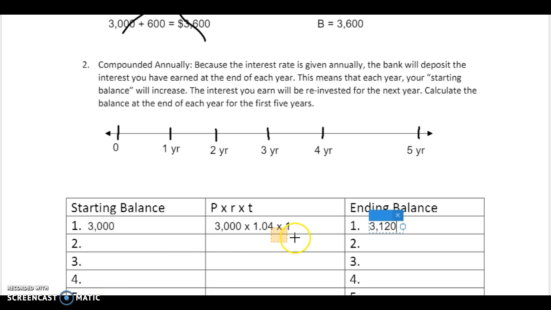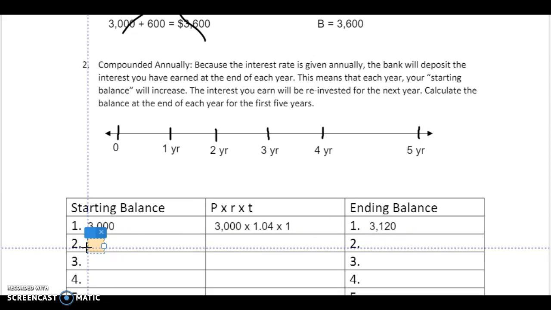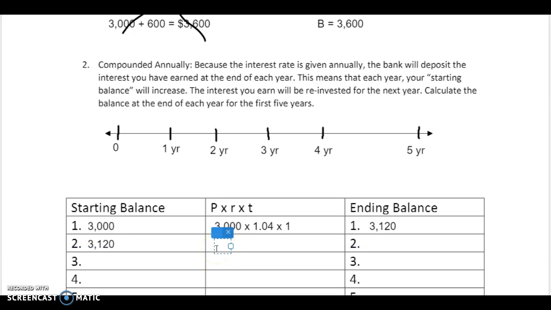Okay. So now what I meant for year 2 was they're going to take that interest. You earned $120. They're going to put that into your bank account so that when you start the second year, you now have $3,120 in your account. So whenever we go to the equation, it's not going to be a $3,000 principal anymore. You have more money than that. It's going to be $3,120 times a 4% increase. And again, your time is going to be 1 year. Because in your second year, you're going to leave it in the bank for 1 more year.